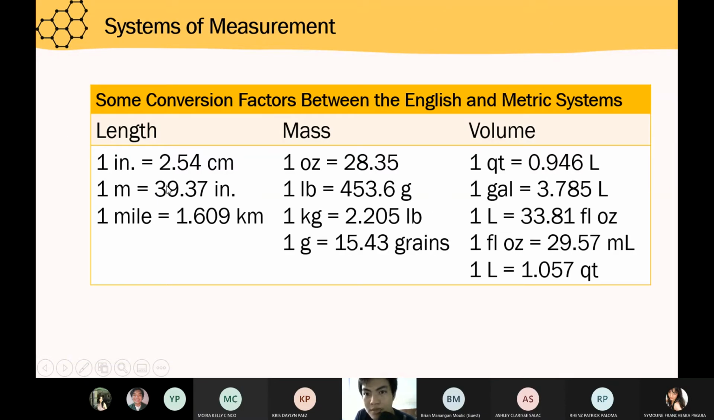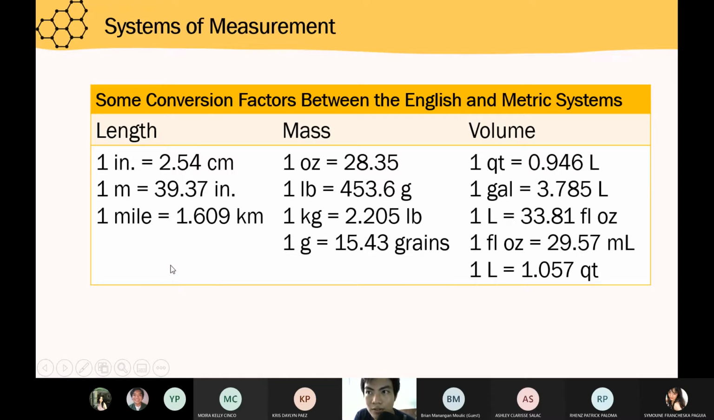And ito, since yun nga, some countries still prefer to use the English system or the imperial system. So, nag-establish na lang tayo ng conversion factors. Okay? For example, the inch is 2.54 cm, ang isang mile is 1.609 kilometers, no? So on and so forth, no?